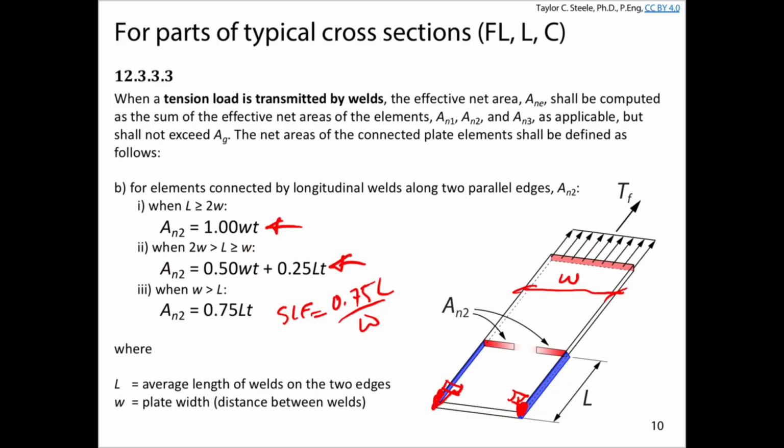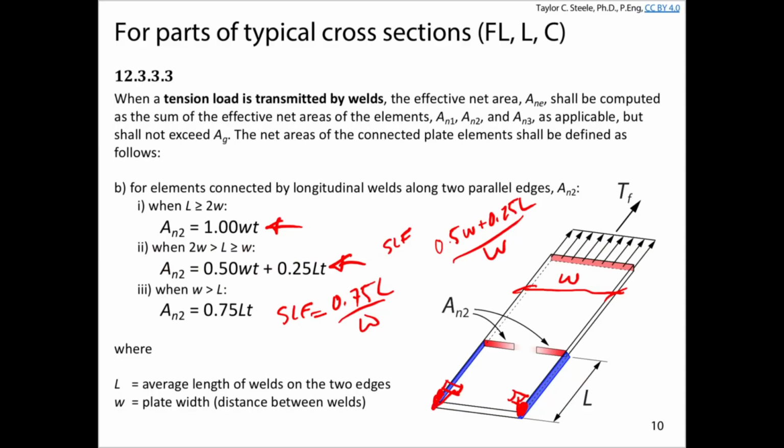And if you're in between those two cases, where the length of the welds is something between the width of the plate and twice the width of the plate, then we have something in between. We get half of the area of the plate plus 25% of L times T. And in this case, basically, I guess you could say the shear lag factor would be something like 0.5 W plus 0.25 L over W or something like that. And you could calculate it. That's going to be between these two other ones.